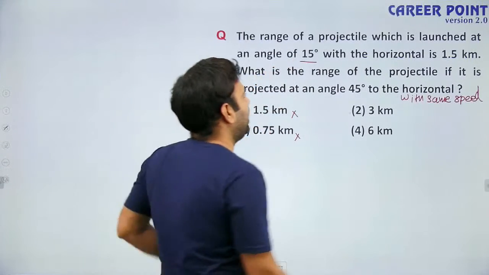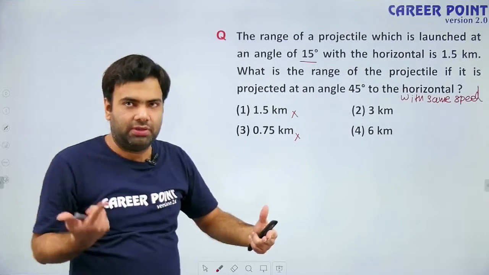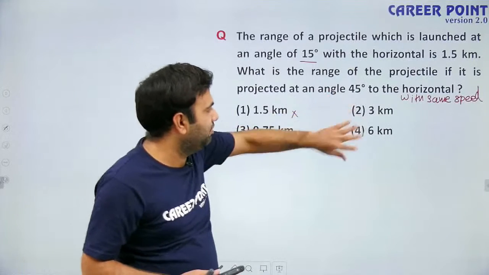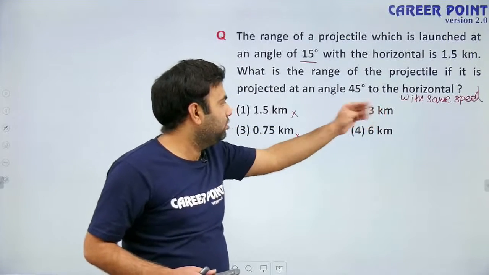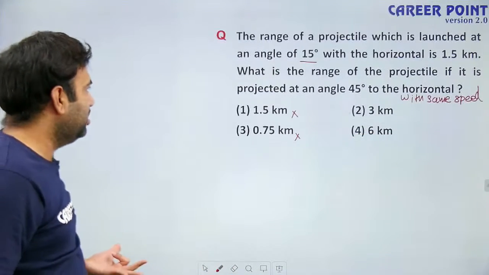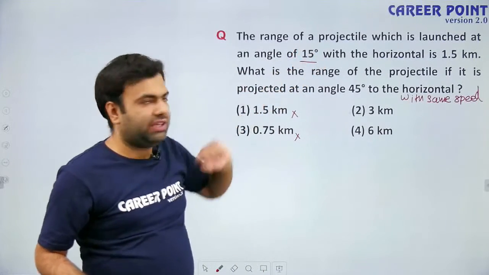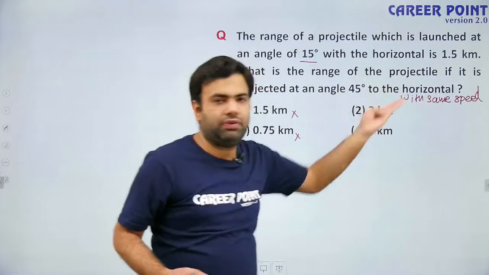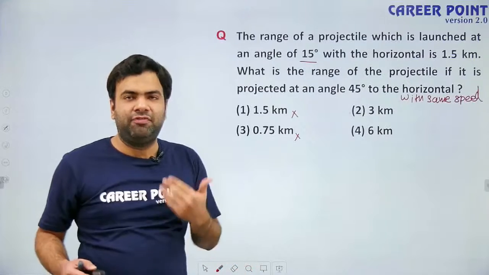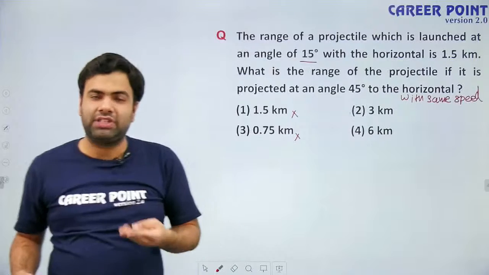If at 15 degrees we have a range of 1.5 kilometers, that means at 45 degrees we will have a range greater than 1.5 kilometers. So option 1 is incorrect, option 3 is incorrect. Now we have only 2 options remaining to check. Option 3 kilometers can be the answer and 6 kilometers can be the answer. So simply apply the formula of range 2 times. First, when the angle is 15 degrees, second when the angle is 45 degrees. Don't worry, 15 degrees is not a different angle. In the formula of range we have 2 theta. So if theta is 15 degrees, 2 theta will be 30 degrees, and you know the value of sine 30 degrees.